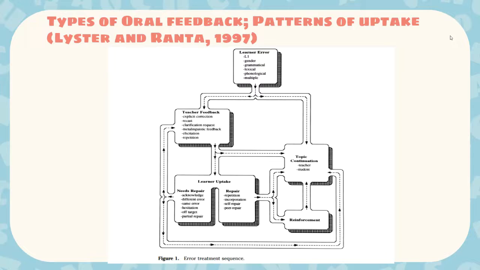Alright, so the repair portion consists of repetition, self-repair, peer repair, and the need repair portion consists of acknowledgement, different error, same error, hesitation, off target, and partial repair. So at the end of this, it would finally lead to either topic continuation or reinforcement and then topic continuation.